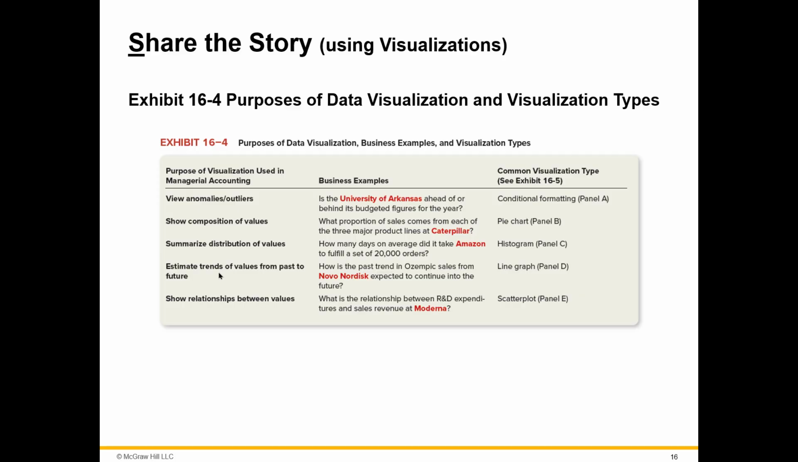How about showing a trend? Well, we're going to use a line graph to show a trend. So the past trend of Ozempic sales from Novo Nordisk, how much of that trend is expected to continue into the future? And then showing relationships between values, like the relationship between R&D expenditure and sales at Moderna. And we're going to show that in terms of a scatter plot, so you can see what that might look like there.